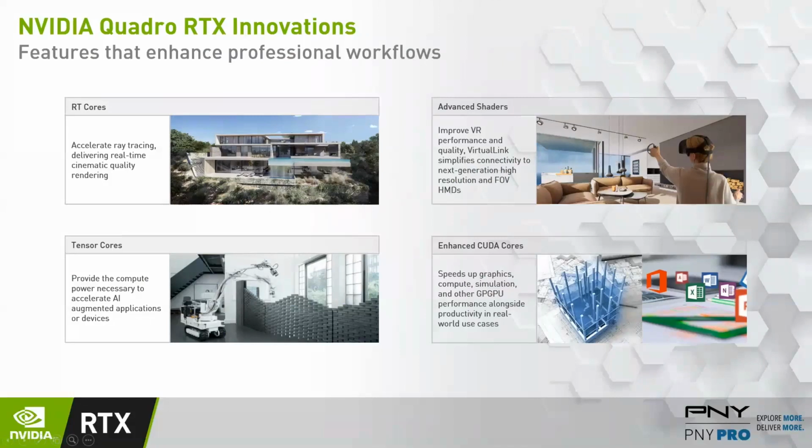Tensor cores, which provide features like AI denoising, but can do all sorts of other things, such as autonomous construction, going in and doing advanced design techniques, really provide the power necessary to accelerate artificial intelligence or deep learning enhanced applications. And tensor cores and these RT cores that I've discussed are both intrinsic and available across every Quadro RTX product. A whole bunch of advanced shading technologies.